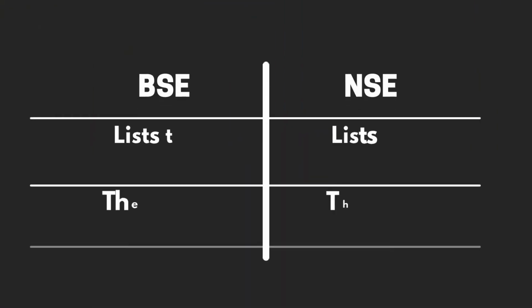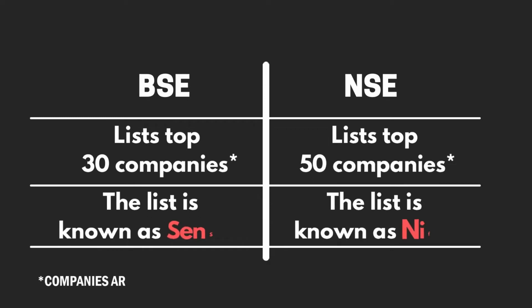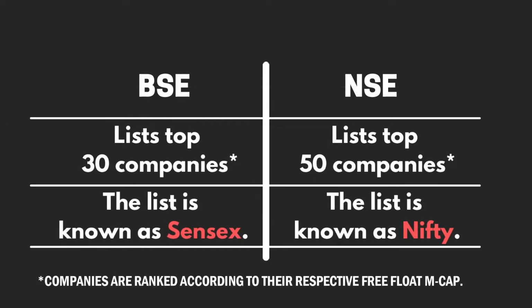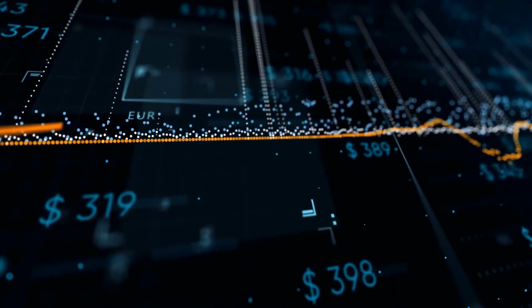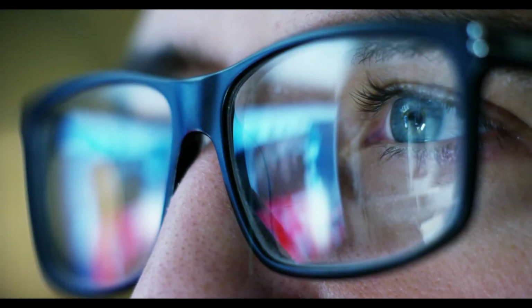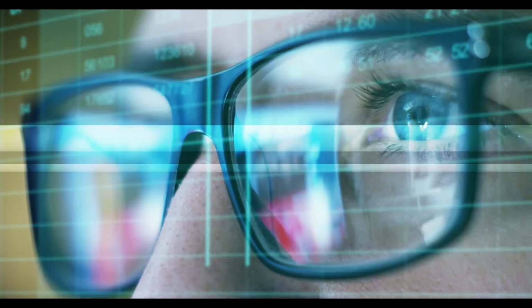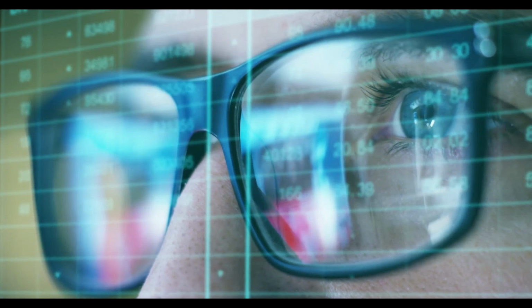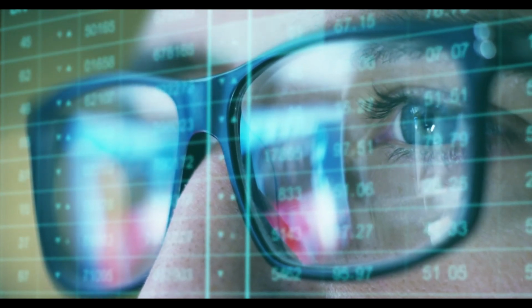The top 30 and 50 companies are ranked according to their respective free float market capitalization on the BSE and NSE respectively. Each of these groups of the top companies is called an index. The index for BSE is known as Sensex and that of NSE is known as Nifty. One can invest in these indices like stocks. The price of one index is calculated as the average of the stock prices of the listed companies on the indices.